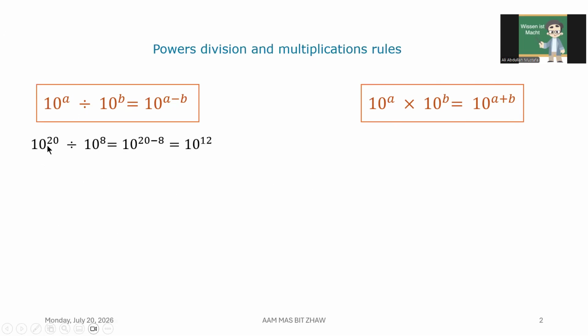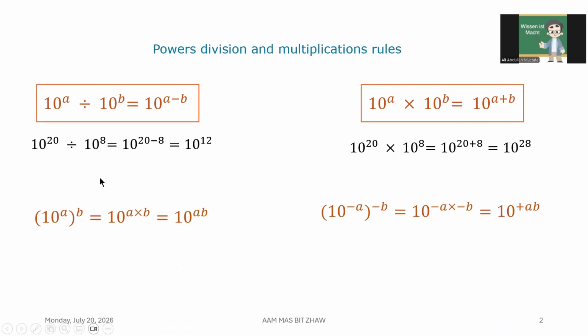When you have 10 to the power 20 divided by 10 to the power 8, when we have the same base, we bring the 10 down, and then you say 20 minus 8, and not the other way. It's always from left to right. I will use the same example to show you that when it is multiplication and we have the same base, you bring one of the bases down and you say 20 plus 8, which is 10 to the power 28.